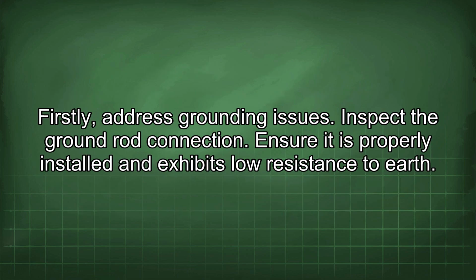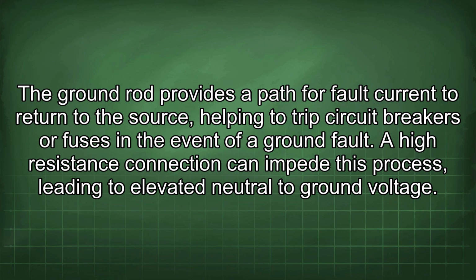Firstly, address grounding issues. Inspect the ground rod connection. Ensure it is properly installed and exhibits low resistance to earth. The ground rod provides a path for fault current to return to the source, helping to trip circuit breakers or fuses in the event of a ground fault. A high resistance connection can impede this process, leading to elevated neutral to ground voltage.